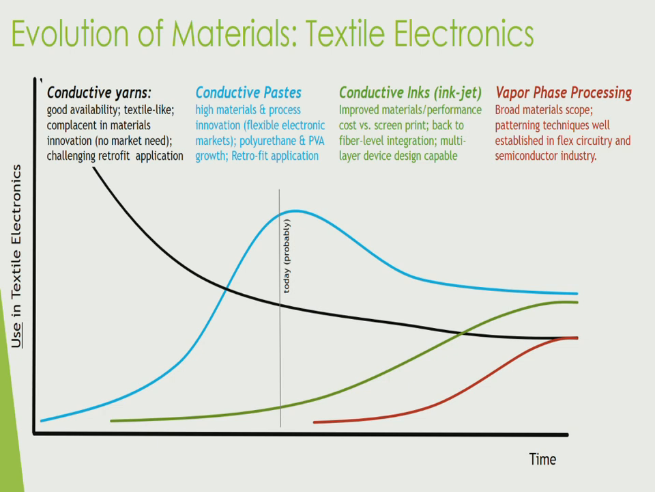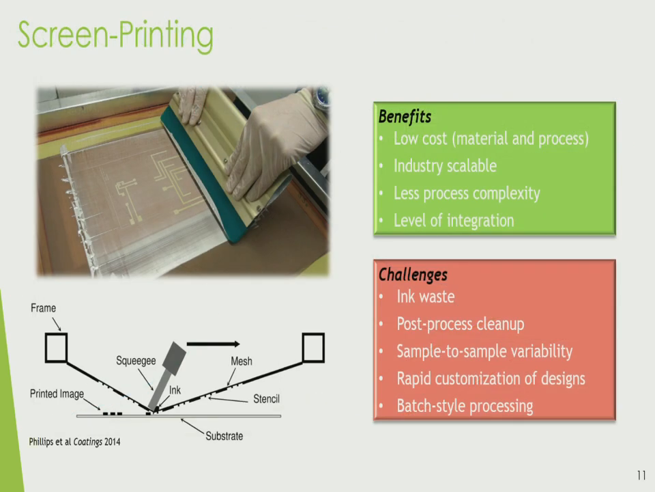Conductive inks, you'll see some of our research on these in just a sec. And then vapor phase processing is just kind of emerging within this space. And as you go from here to here, you start getting a much larger breadth of materials. So conductive yarns and conductive paste are typically copper, silver, some carbon-based materials. When you get into conductive inks, there's a lot of organic conductive inks that you can use, as well as metallic inks. And then vapor phase processing, like what we do in atomic layer deposition, that's the entire periodic table. So you can start really making complex devices.